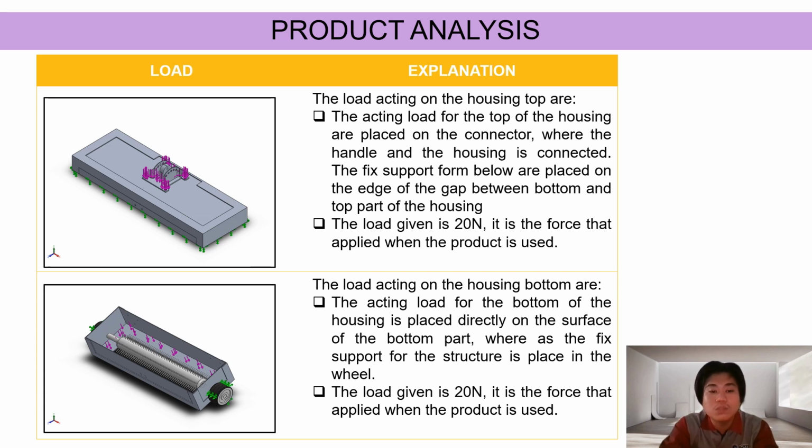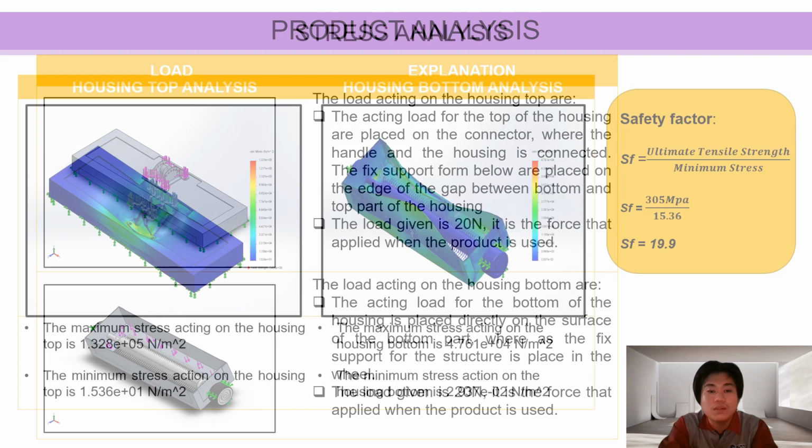On the edge of the space between the bottom and the top parts of the housing, the fixed support from below is inserted. The working load for the bottom of the housing is placed directly on the surface of the bottom component, whereas the structure's fixed support is positioned at the wheel.